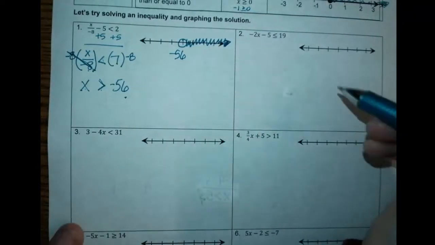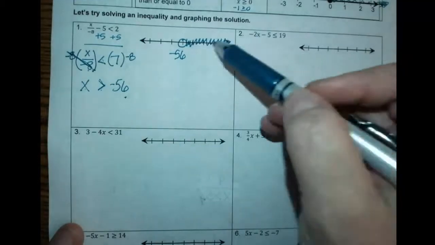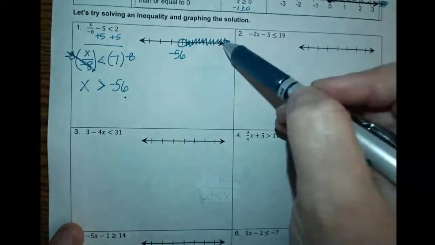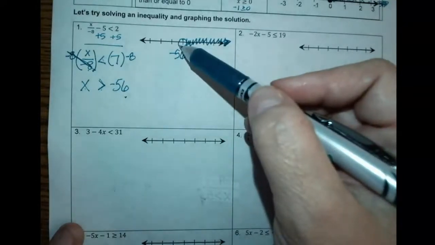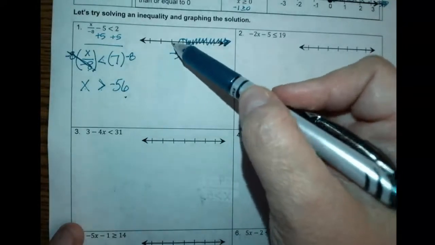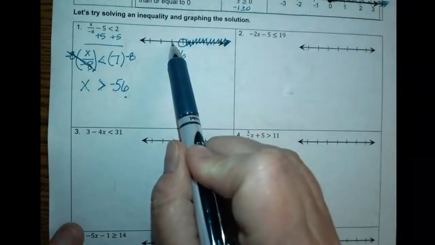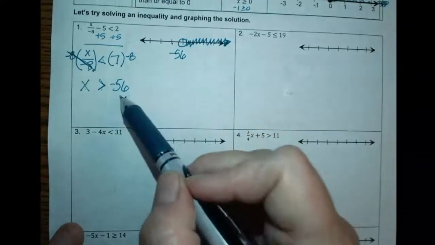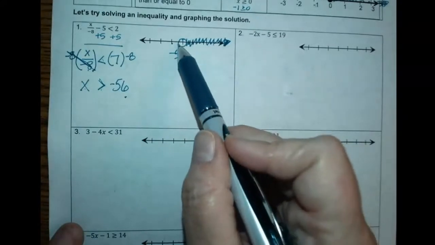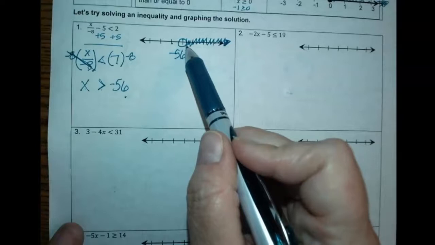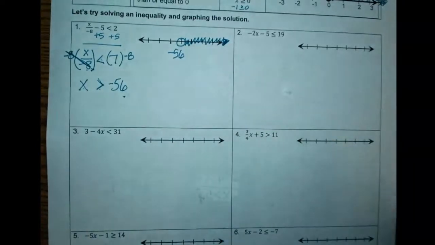So if I asked you, is 0 a solution? Well, 0 is over to the right somewhere, so 0 would be a solution. Would -57 be a solution? Right here. No, because it's not in the shaded area. It has to be in the shaded area to be a solution. Is -56 a solution? It's not actually in the shaded area. It has an open circle, so -56 would not be a solution.